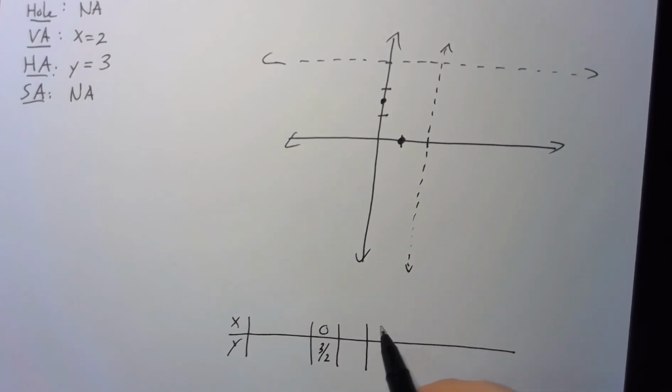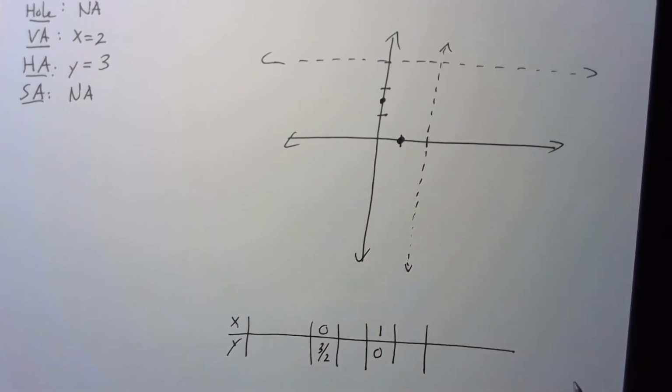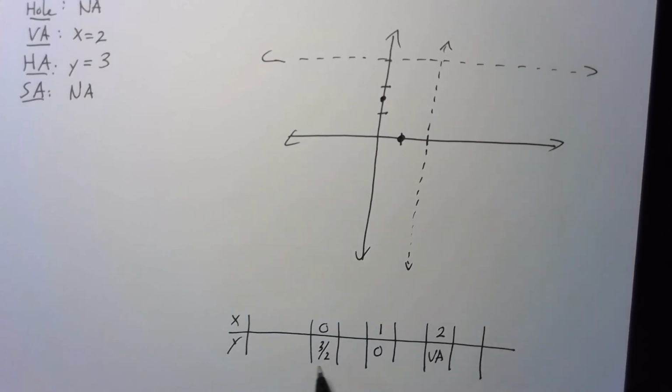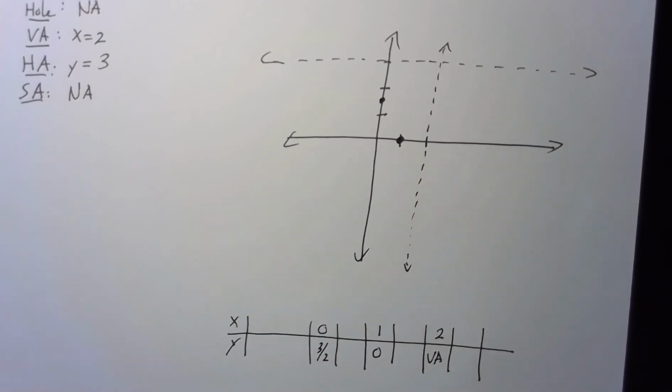And I'm going to plug in 1. If I plug in 1 for x, I get 0 for my y. I'm going to leave a space there. I know that at the x value of 2, I have an undefined value, specifically an asymptote. If you'd like, you can draw VA here for the vertical asymptote, because there isn't actually any function value there. And now I should be able to plug in values around all of these details.